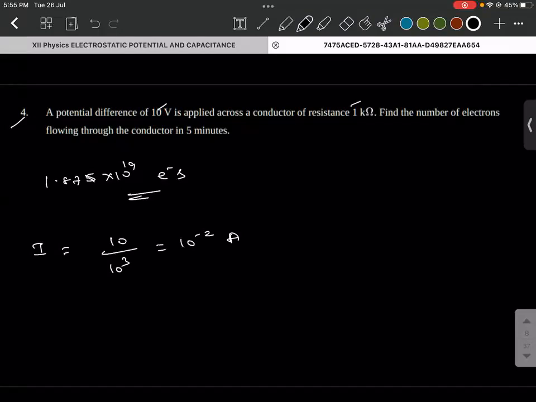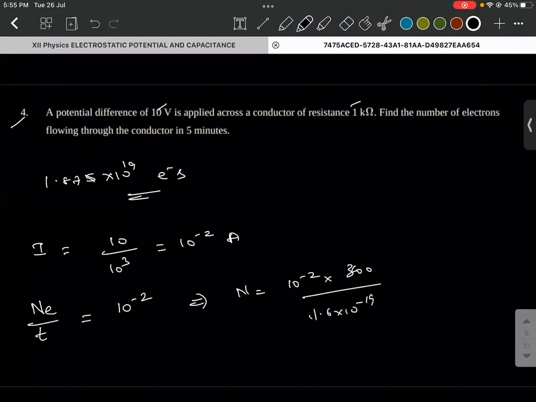Is that right? So find the number of electrons flowing through the conductor in 5 minutes. So time is given, they are asking the number of electrons. So apply the quantization of charge. N into E divided by T is equal to 10 power minus 2. So N is equal to 10 power minus 2 into T, where 5 minutes is 300 seconds, divided by 1.6 into 10 power minus 19. If I approximate this 1.6 to 1.5 for time being, I can tell you the approximate answer. You will get somewhere around 200 or 2000, right?